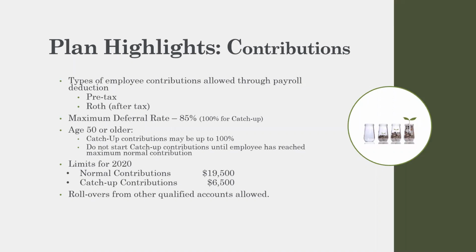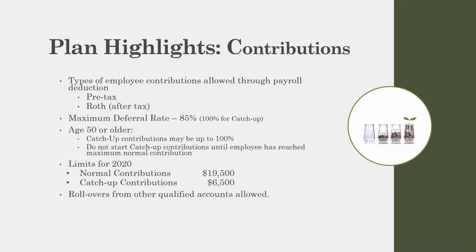So what are catch-up contributions, you might ask? Any employee, beginning the year they turn age 50 and every year thereafter, can do catch-up contributions. Catch-up contributions can be 100% of their pay. But you cannot start catch-up contributions until the employee has reached the maximum allowed that year for normal contributions. For 2020, the normal contributions are $19,500. So they can put up to 85% of their pay, to a maximum of $19,500. If they want to contribute more at that point, they could go up to 100% and do the catch-up contributions of $6,500.